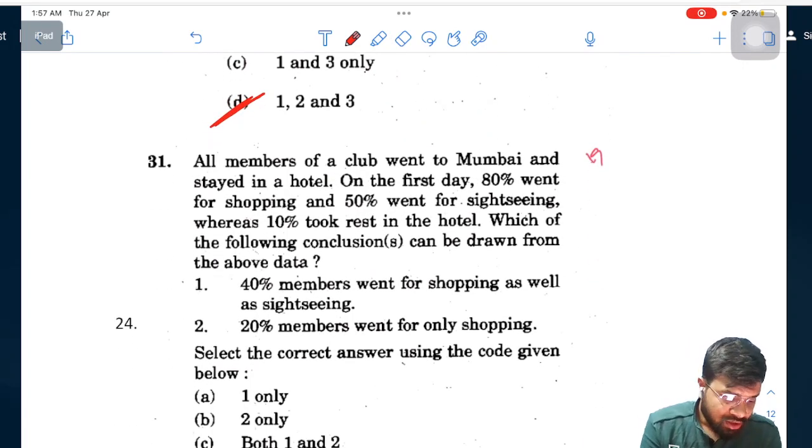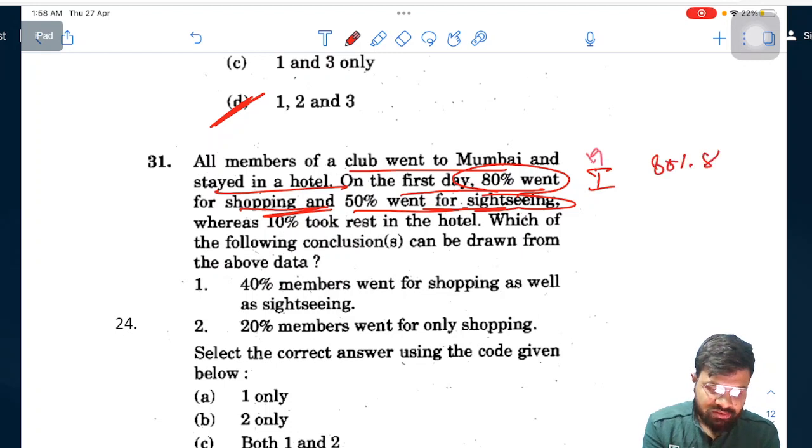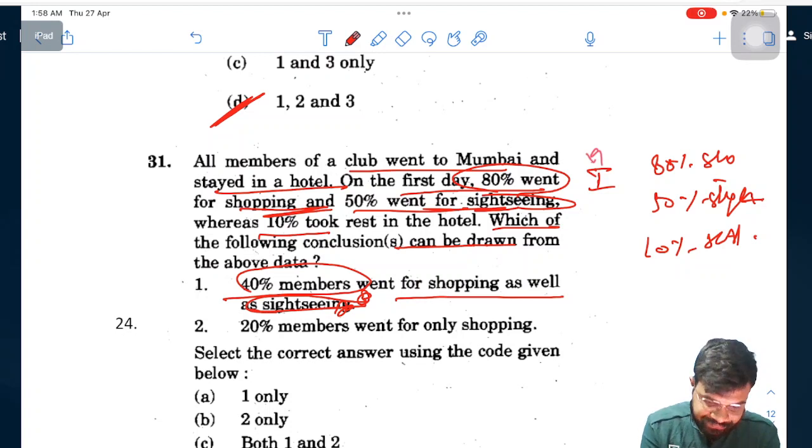So this is again, all members of the club went to Mumbai and stayed in a hotel. First day, 80% went for shopping and 50% went for sightseeing. So first day, 80% shopping, 50% sightseeing, 10% took rest. Which of the following conclusions can be drawn? So 40% of members went for shopping as well as sightseeing.